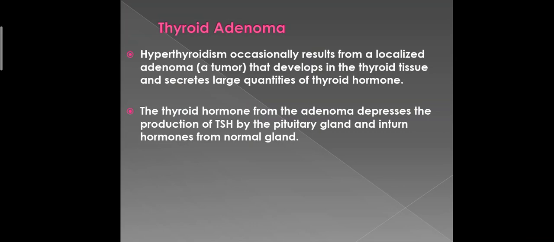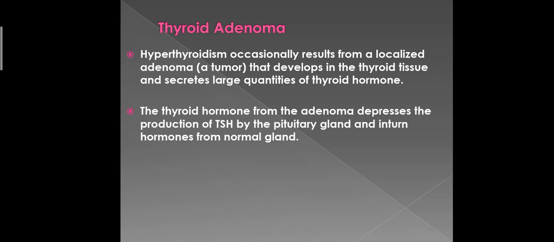Thyroid adenoma. Hyperthyroidism occasionally results from a localized adenoma, and adenoma means a benign tumor of the thyroid gland. It develops in the thyroid tissue and secretes large quantities of thyroid hormone. But the presentation is different from the usual type of hyperthyroidism, that is Graves' disease, because in this type of hyperthyroidism there is no evidence of autoimmune disease. And as long as the adenoma continues to secrete thyroid hormones, the secretory function in the remainder of the thyroid gland is almost totally inhibited, because thyroid hormone from the adenoma depresses the production of thyroid stimulating hormone by the pituitary gland.